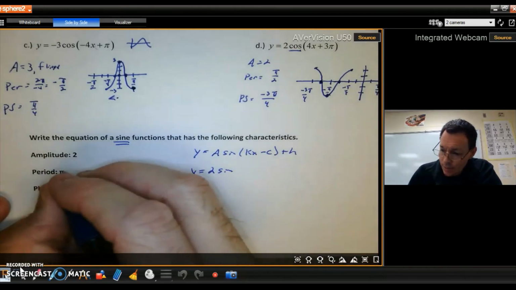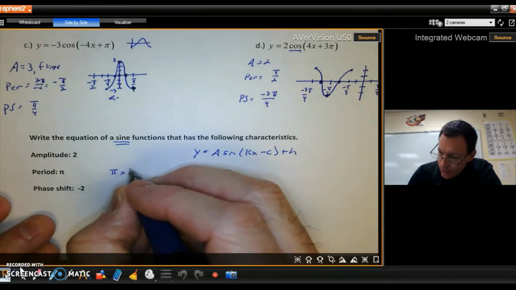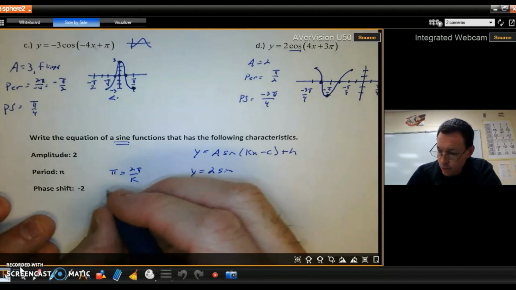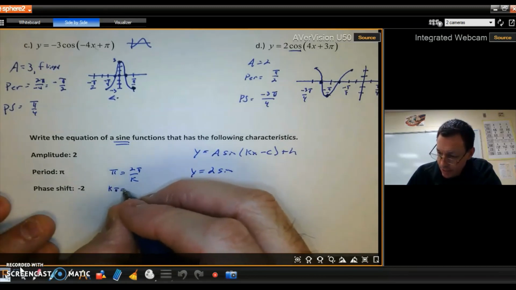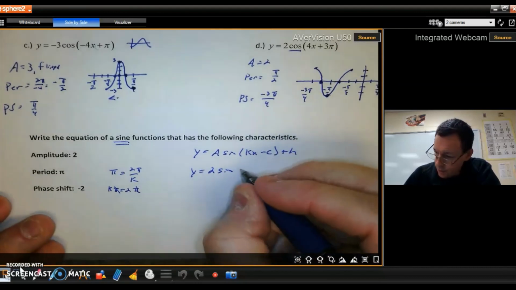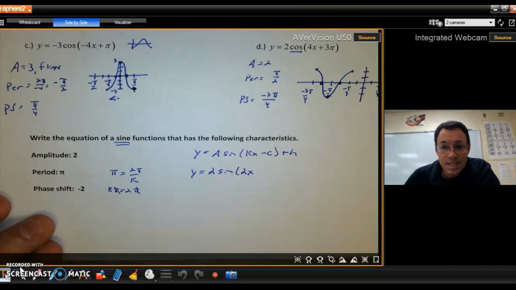So k comes from the period. I'm going to take the period of pi and set it equal to the formula for period, and I'm going to solve for k. I'm going to cross multiply. K pi equals 2 pi. The pi's will cancel. K equals 2. All right, 2x. Now I just have to figure out what my c value is.